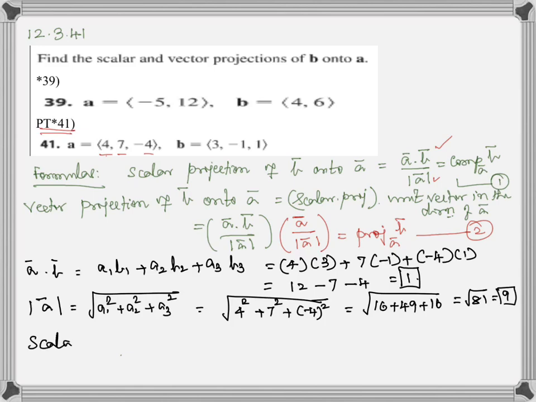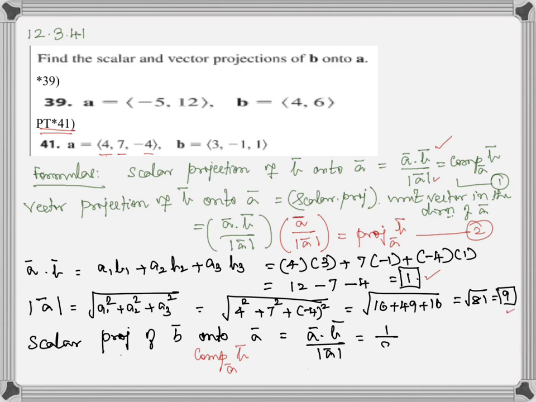Now we can find the scalar projection of B onto A, which is also written as the component of B onto A. This is the notation for that. So it will be A dot B over the length of A, which is equal to A dot B we computed, which is equal to 1. And then the length of A turns out to be 9. So if you substitute, it's 1 over 9, which is the first part of the problem.